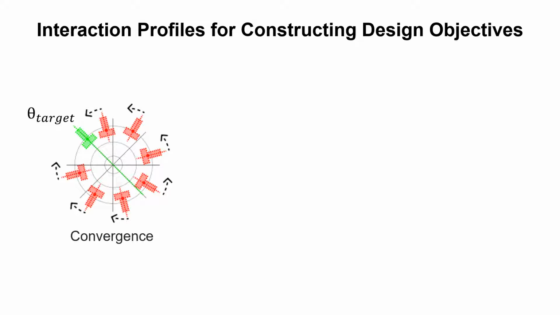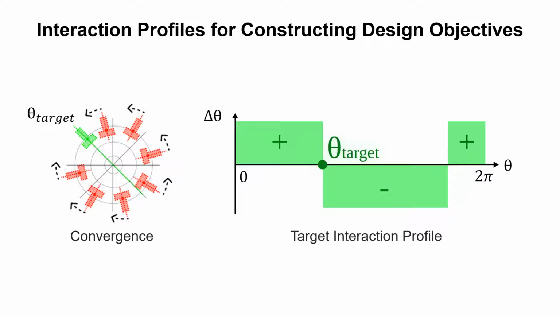Interaction profiles can then be used to construct design objectives. Take convergence as an example. The goal is to reorientate an object to a target orientation, say the target, under any initial orientation. So the object should rotate along positive direction when its initial orientation is smaller than the target, otherwise rotate along negative direction. Then the object's target interaction profile should look like this, with positive delta theta when theta is smaller than the target, otherwise negative delta theta.